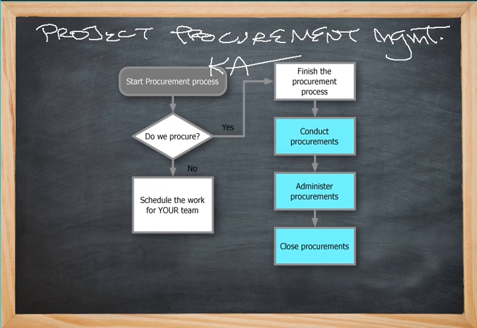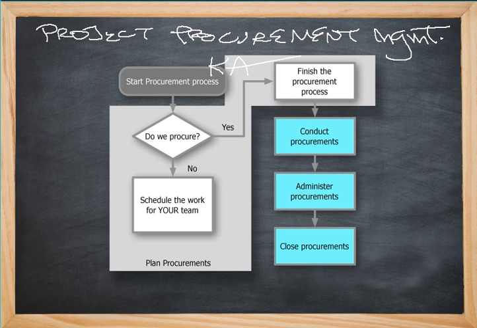And the first group are those we're going to discuss. The other three processes we're not going to discuss in this short tutorial. They include conduct procurements, administer the procurements, and then close the procurements.